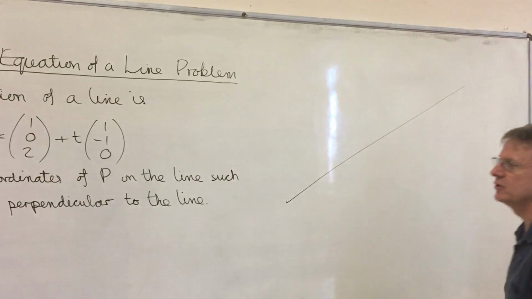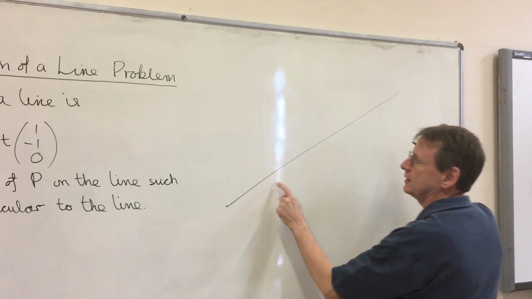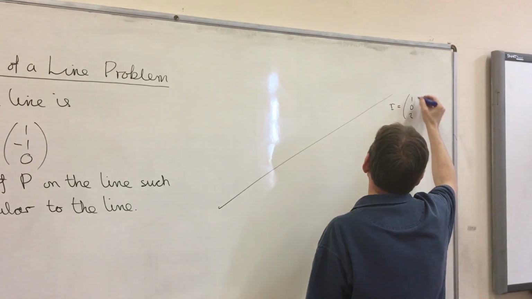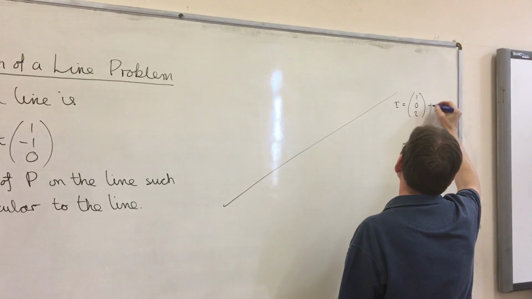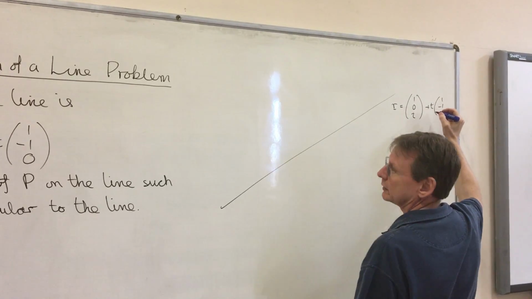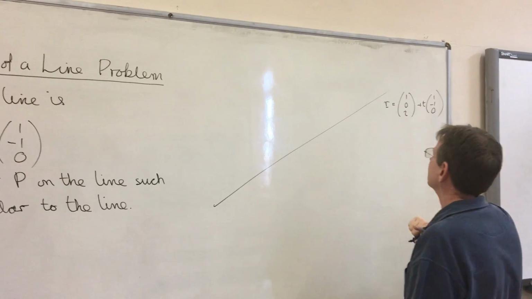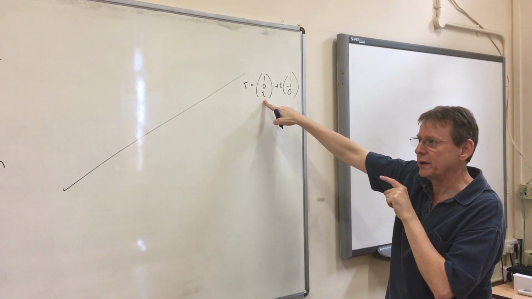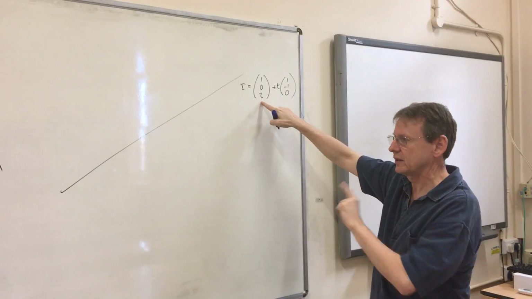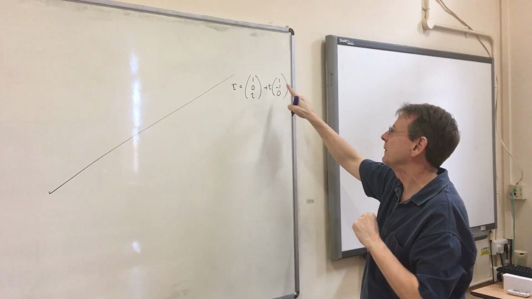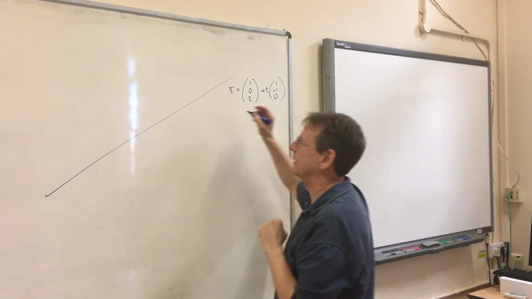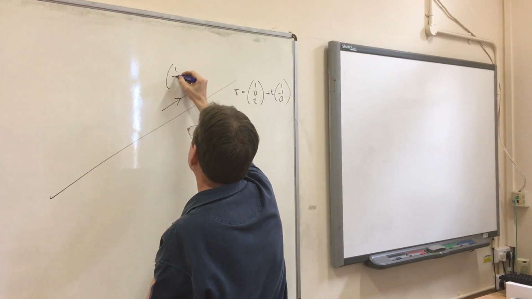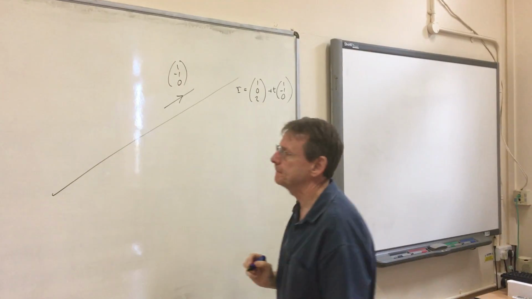Although it's in 3 dimensions, a 2-dimensional diagram will do. So this is the equation r equals (1, 0, 2) plus t(1, -1, 0). Which means, of course, don't forget that this is the coordinates of a point on the line, or at least it's the position vector of a point on the line, which basically is the same thing. And this is a vector in the direction of the line. So we have a vector there, (1, -1, 0). Okay?